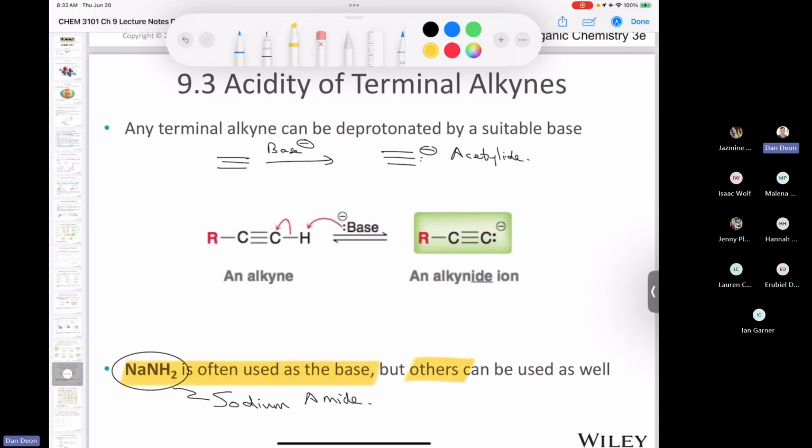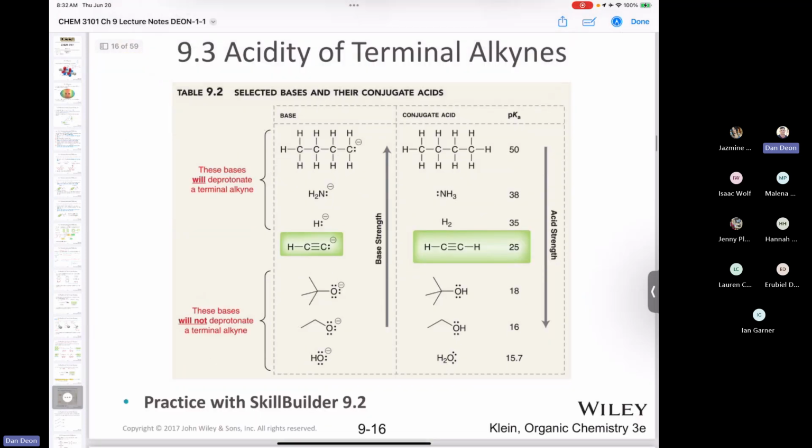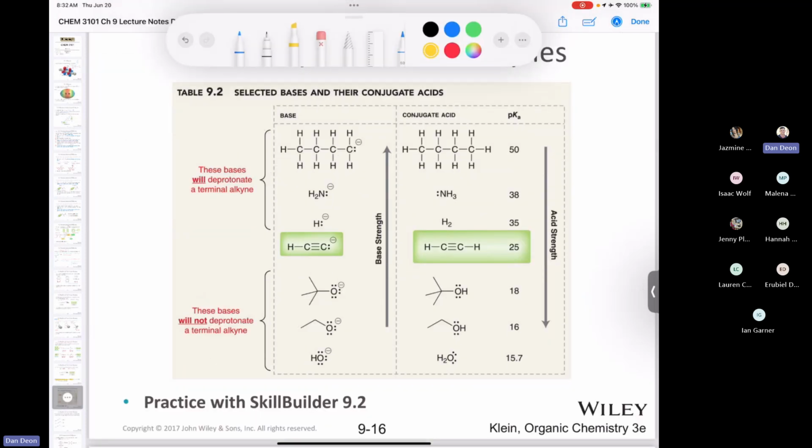Now, it says it's often used as a base, but there are others as well. So let's take a look at some of the others. The one that we're going to use most of the time. We're only really going to look at these three. We're going to use sodium amide, or sorry, the amide ion most of the time, I'd say probably greater than 90% of the time. Why? Because it's the one he always uses in the textbook.